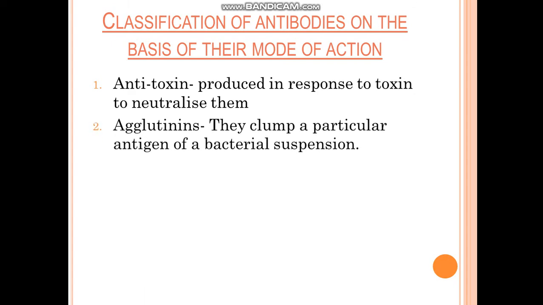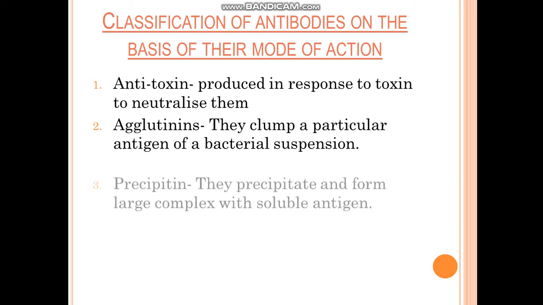Second is agglutinins. Agglutinins clump a particular antigen of the bacterial suspension. If there are so many bacteria in the suspension, they go and attach to a particular antigen and clump with it. They clump, they coagulate it. Okay, so their mode of action is coagulation or clumping.